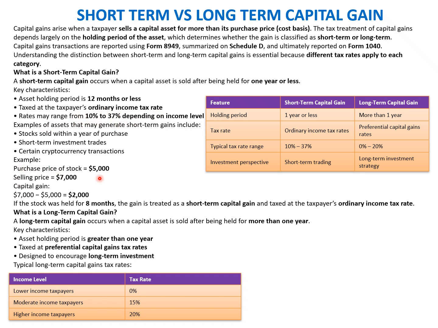For example, the purchase price of a stock was 5,000, selling price 7,000, a gain of 2,000. If the stock was held for 8 months, the gain is treated as short-term capital gain and is taxed at the ordinary income tax rate.